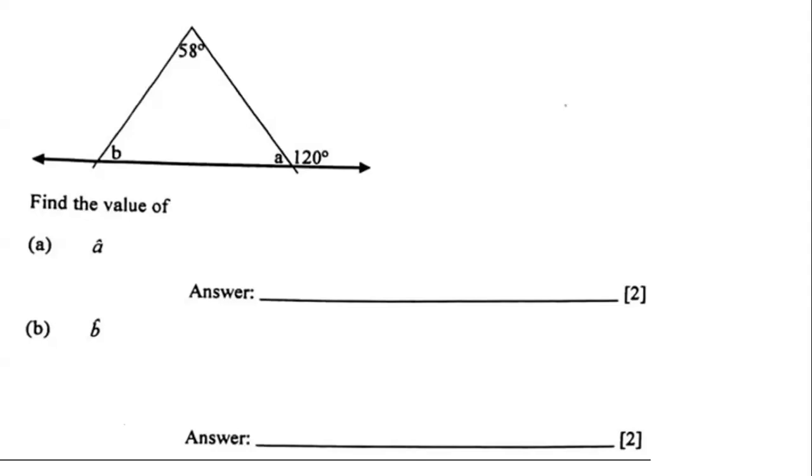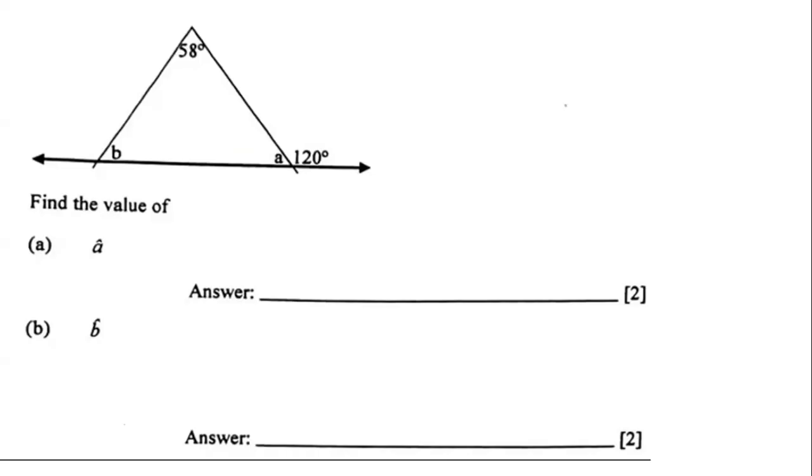All right. So let's go ahead and answer. What y'all got for A? 60 degrees. 61. 60 what? 61. 60 degrees. 60 or 61? I got 60 degrees. I got 61. Okay. What y'all got for B? 62. 61. All right.